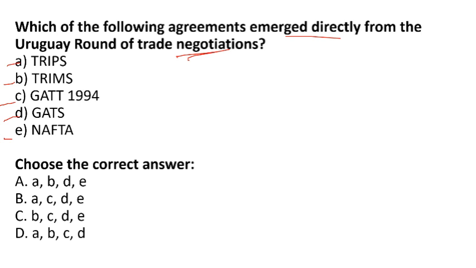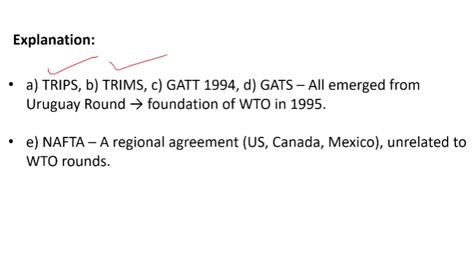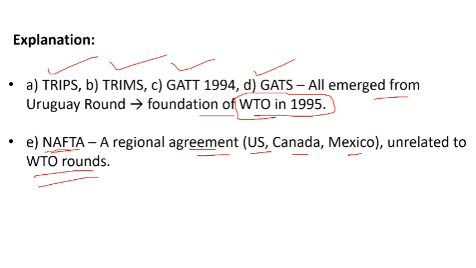So all options have one thing in common, that is D. In options A, B, C, D, D is there. Understanding? All right. So option D is correct: A, B, C, and D. TRIPS, TRIMS, GATT, and GATS all emerged from the Uruguay round. That is the foundation of the WTO in 1995. NAFTA, a regional agreement including the US, Canada, and Mexico, is not related to the WTO. NAFTA is a different agreement.